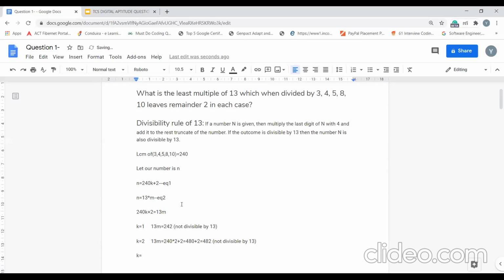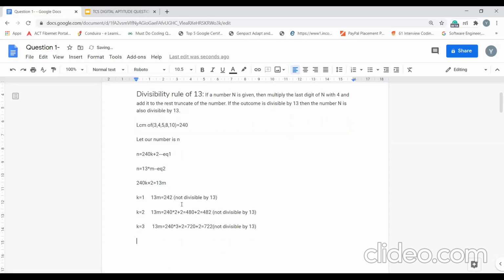k is equal to 3. 13m is equal to 240 into 3 plus 2, which is 720 plus 2, equal to 722. If you check, this is also not divisible by 13.